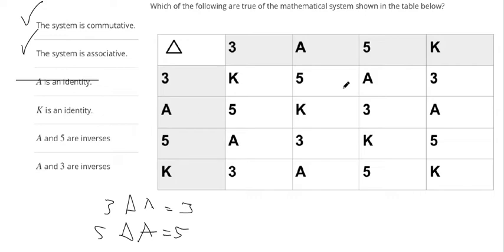Is K an identity? So that means 3 triangle K, we expect that to give us 3. That means 5 triangle K, we expect that to give us 5. 3 in the row, K on the column gives us 3. So it's working so far. 5 on the row, K on the column gives us 5. It's working. So K is an identity. A and 5 are inverses.